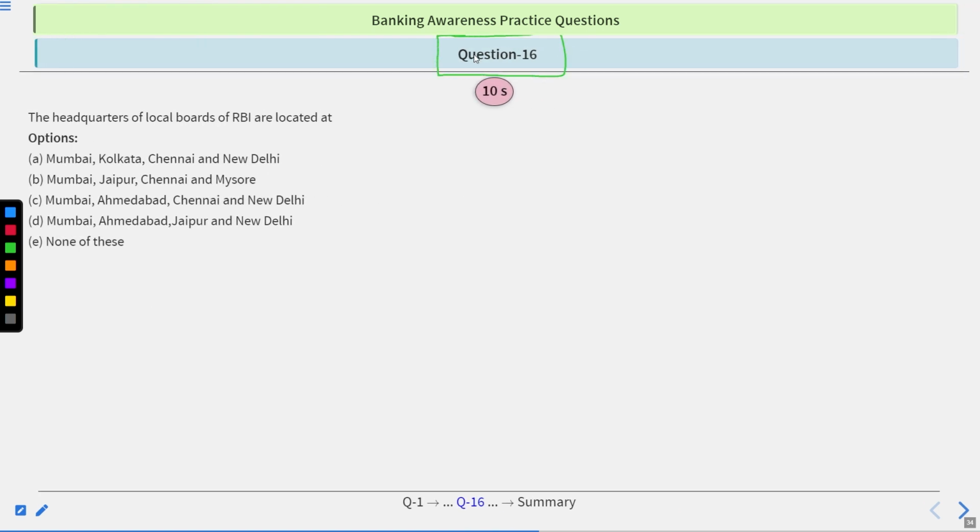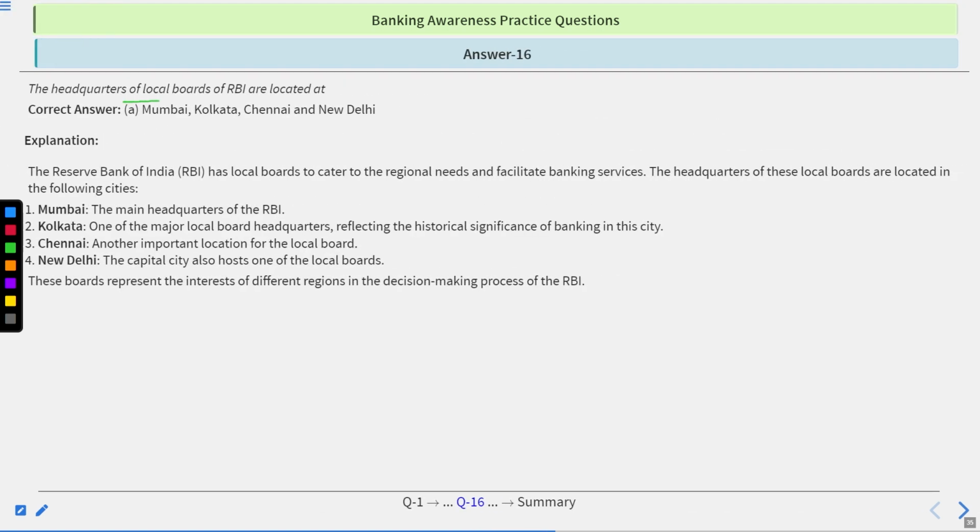Question number 16. The headquarters of local boards of Reserve Bank of India are located at: Mumbai, Kolkata, Chennai and New Delhi; Mumbai, Jaipur, Chennai and Mysore; Mumbai, Ahmedabad, Chennai, New Delhi; Mumbai, Ahmedabad, Jaipur and New Delhi; none of these. To answer this, 10 seconds are there. Time starts now. Time's up. So the correct answer is Mumbai, Kolkata, Chennai and New Delhi.